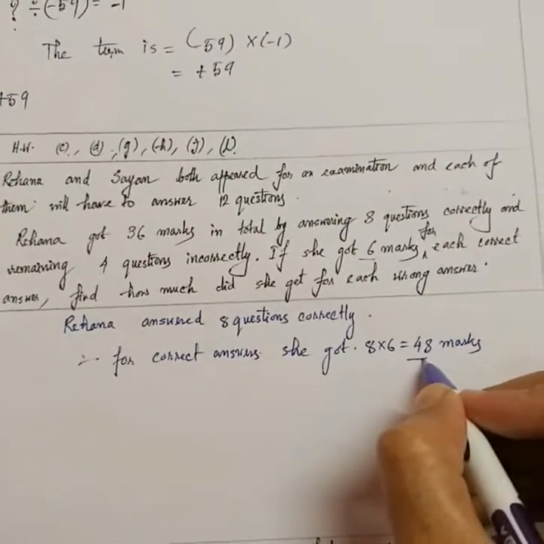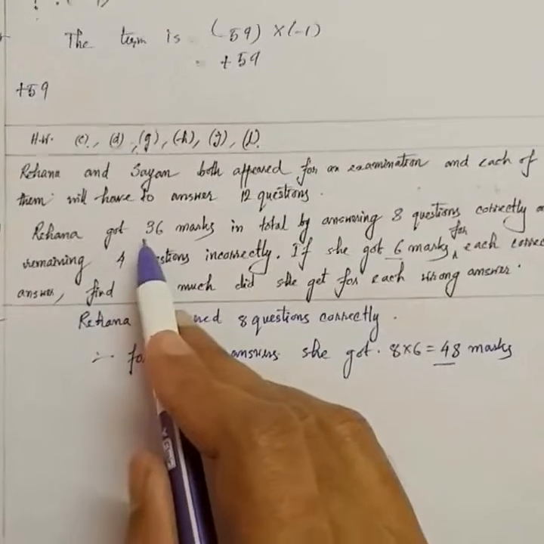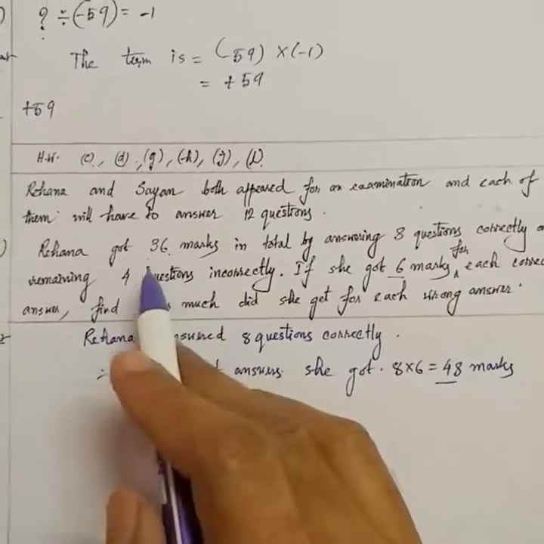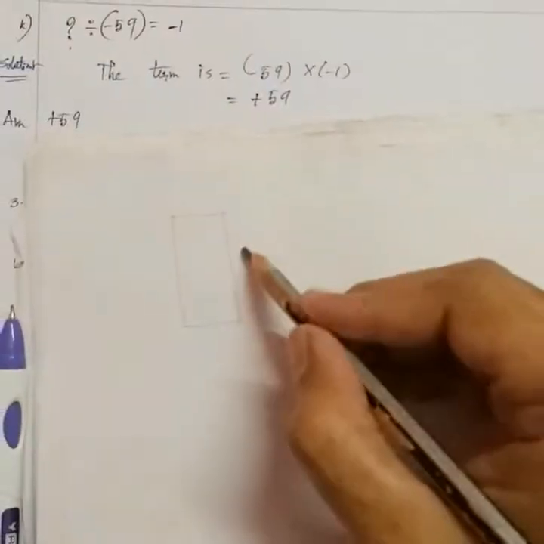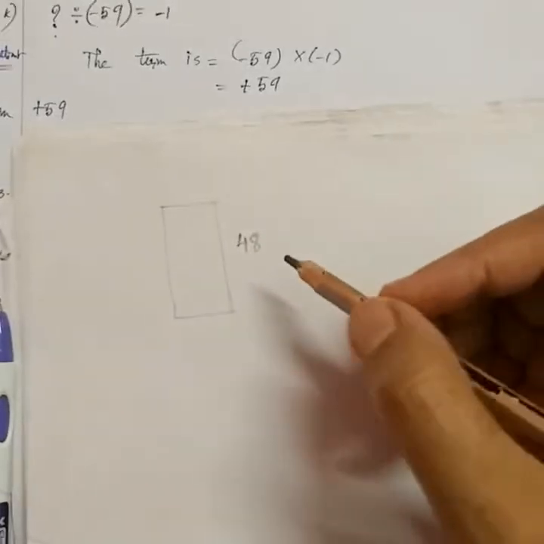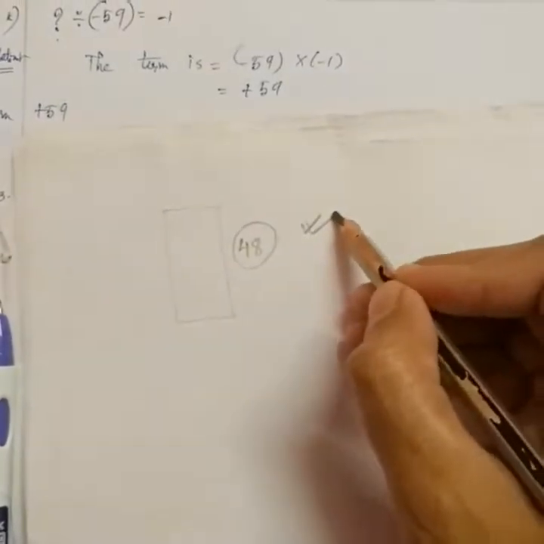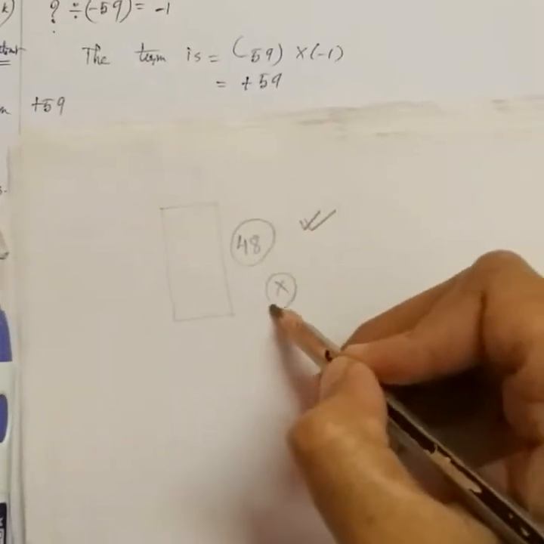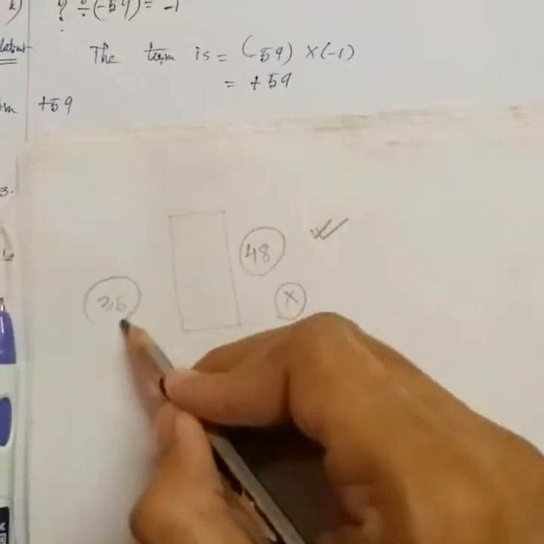Okay. But in the question you can see that she did not get that 48 marks in total. She actually got 36 marks. So her number got reduced. Let us have a look at this picture. Suppose this is the 48 marks that she has obtained. Now this is the marks she has obtained for the right answers. But for some wrong answers, she lost some marks and her marks ultimately become 36.